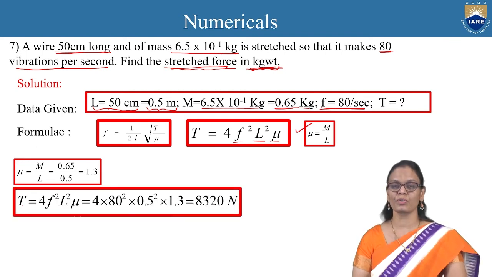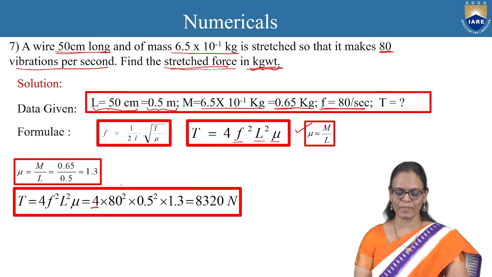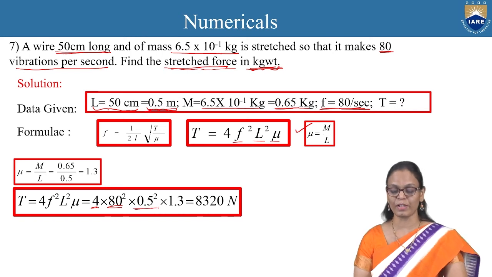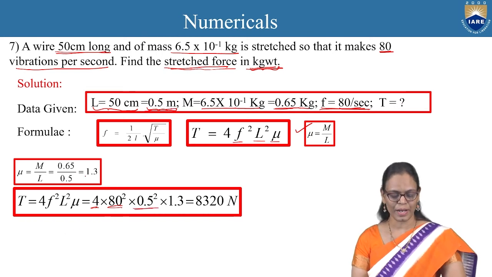Then substitute for T. T is equal to 4F square L square mu. What is our F? We got 80 per second. So this is F square, and mu. First we'll write L square. What is our L? 0.5 meter. So 0.5 meter square multiplied by mu, which is 1.3.